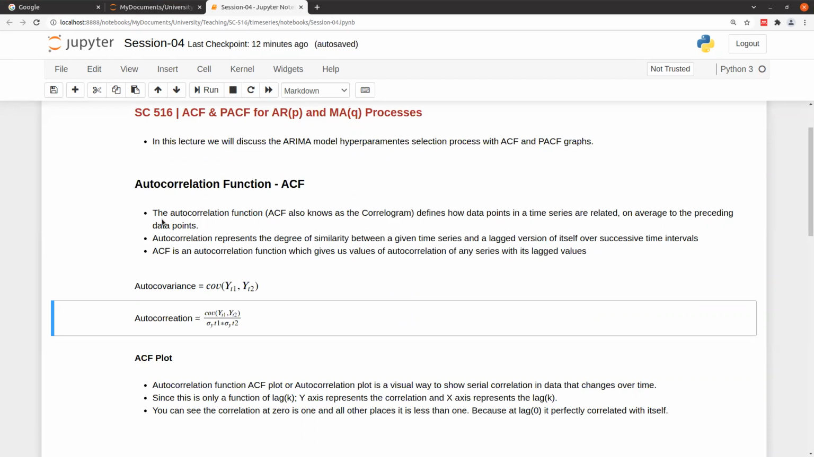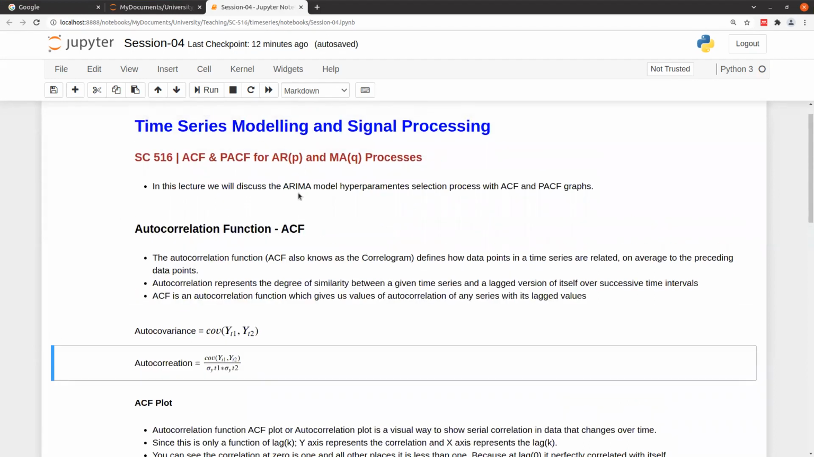For example, if you read this first sentence, the autocorrelation function defines how data points in a time series are related. That is simply a correlation on average to the preceding data point in order to predict the next data point, and how they associate with each other. That's what we are discussing in the AR process, which means the autoregressive process. What is the autoregressive process? It is where we use past data points in order to predict the data point after that.